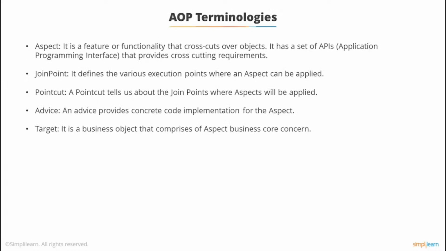Let's look at some AOP terminologies. What is an aspect? It is a feature or functionality that cross-cuts over objects. It has a set of APIs, application programming interfaces, that provide cross-cutting requirements. Join point defines the various execution points where an aspect can be applied. Pointcut tells us about the join points where aspects will be applied. Advice provides the concrete code implementation for the aspect. And target is a business object. It comprises the business's core concern.